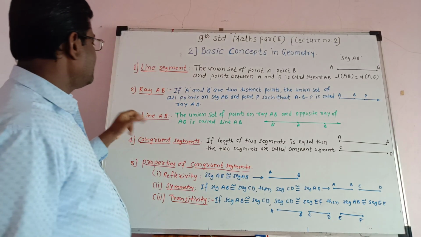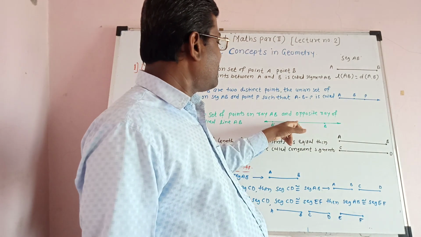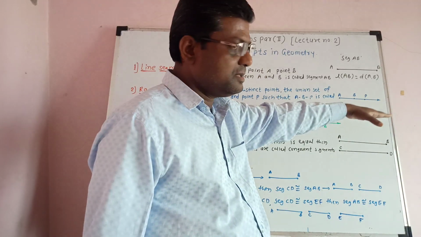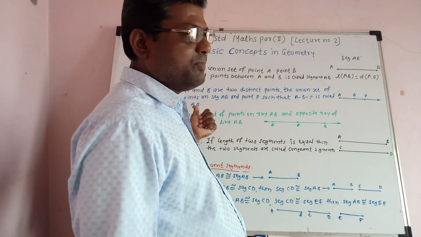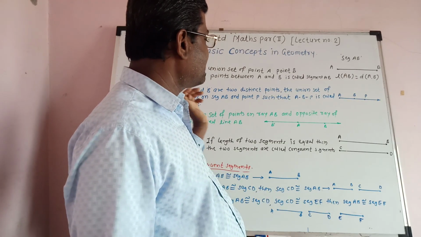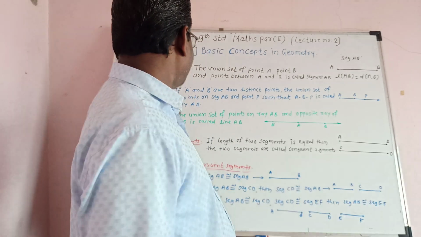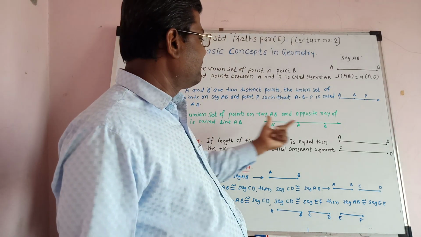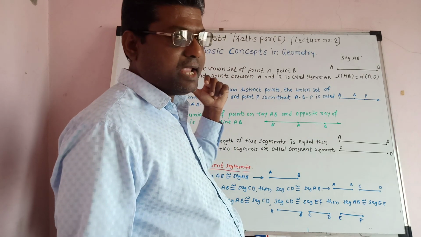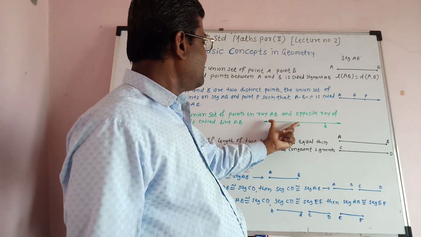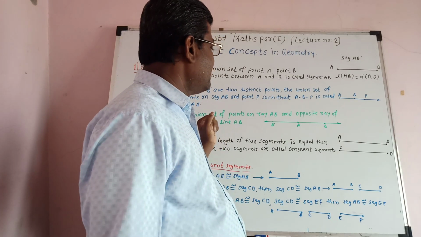Now the next point is a line AB. The union set of ray AB, which is in this direction, and its opposite ray AB' in the opposite direction, is called a line AB. Segment AB is a subset of line AB, and segment AB' is also a subset of this line AB.